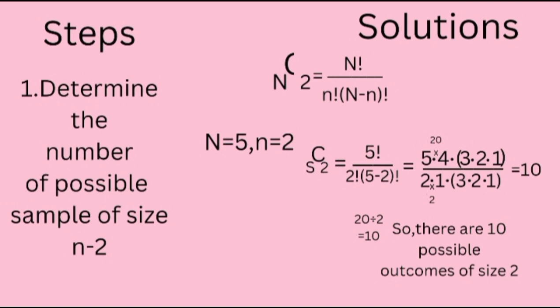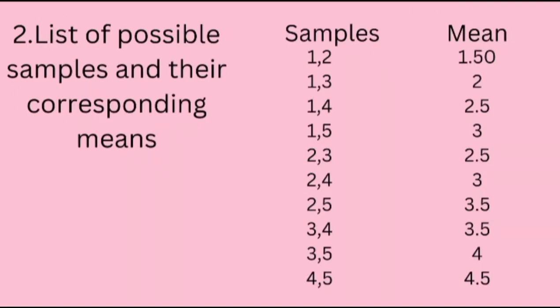Therefore, there are 10 possible outcomes of sample size 2 that we can draw from this population. Step 2. List the possible samples and their corresponding means. We're going to list all possible samples of size 2 that we can draw from this population. The first combinations will be 1 2, 1 3, 1 4, 1 5. We have 2 3, 2 4, 2 5, and 3 4, 3 5, and last we have 4 5.